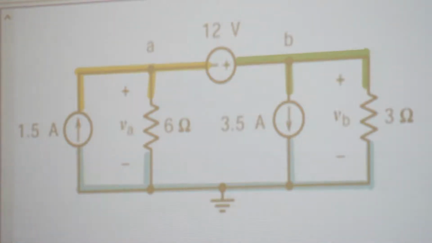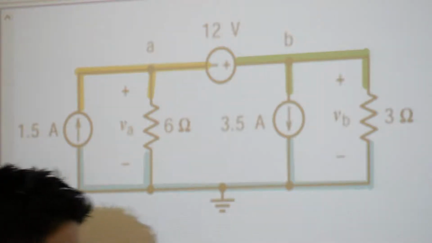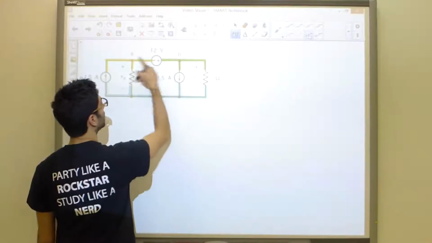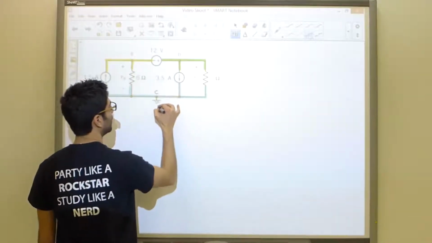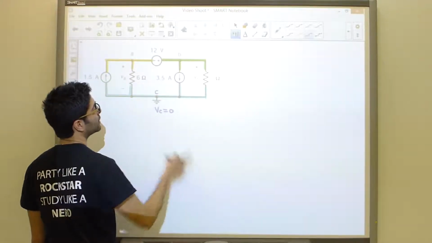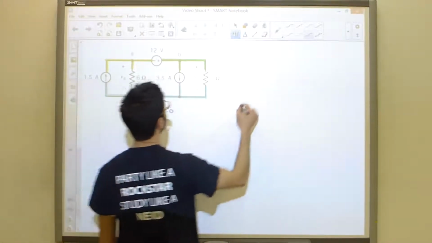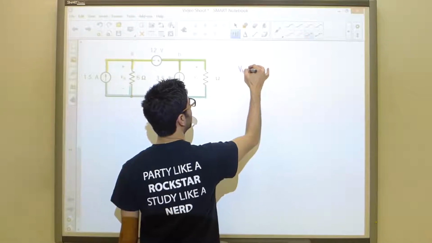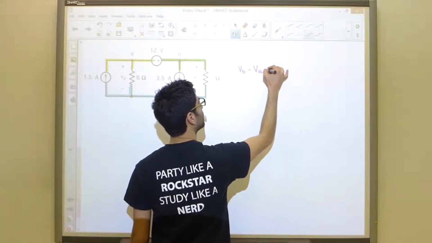So we have 3 nodes in this problem. We can create this circuit using 3 wires. And we know over here, if I call this A and this B and let's call this C, VC of course is equal to 0. It's our reference. Step number 1 is to write a constraint equation for every voltage source. So we know that VB minus VA must equal 12.